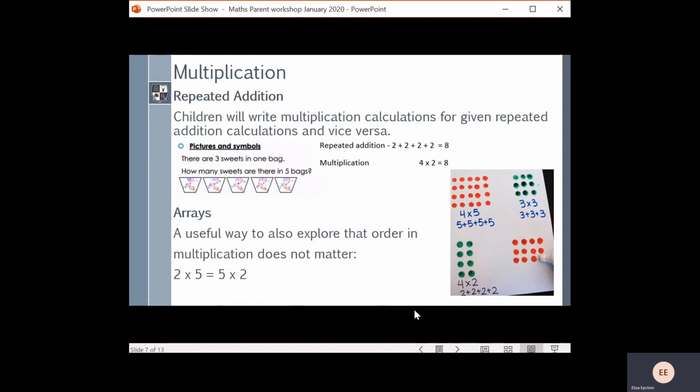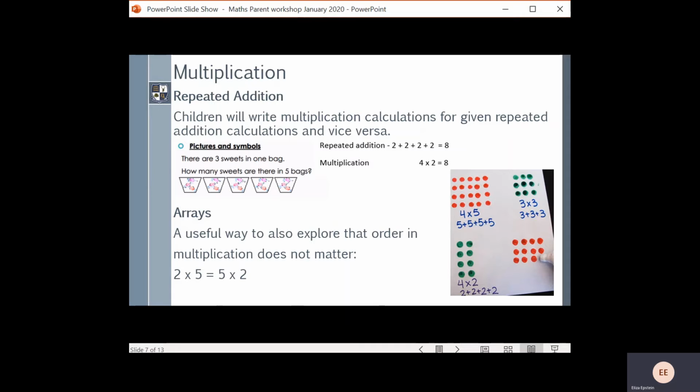Multiplication we teach in a range of ways. Sometimes we do it through something called repeated addition. So 4 times 2 is 4 lots of 2 or 2 lots of 4. So if it's 4 lots of 2, we say 4 fingers, 2, 4, 6, 8. If it's 2 lots of 4, we would do 4 add 4, for example.